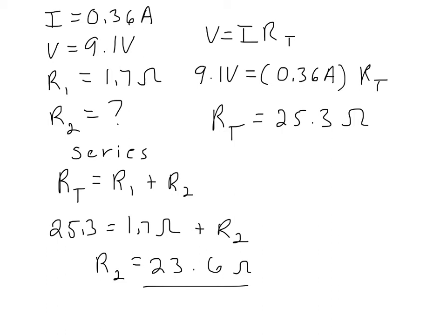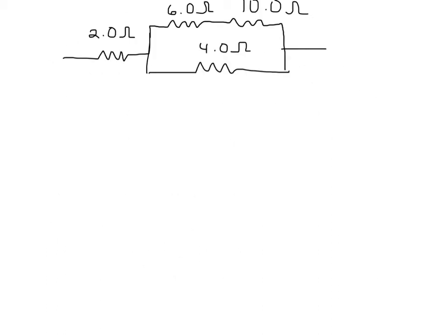Problem number 4 has this diagram up here. And the first thing I'm going to do when I have one of these, if the resistors are not numbered, I'm going to number them. I'll number them in red. So this is going to be resistor 1, 2, 3, and 4.